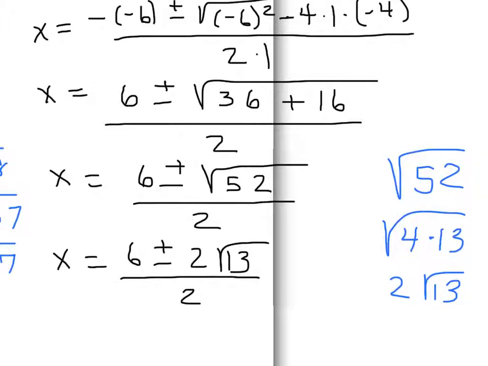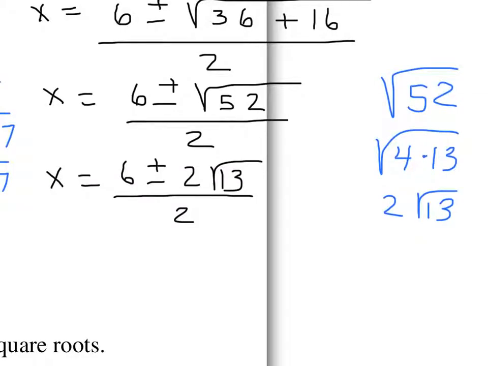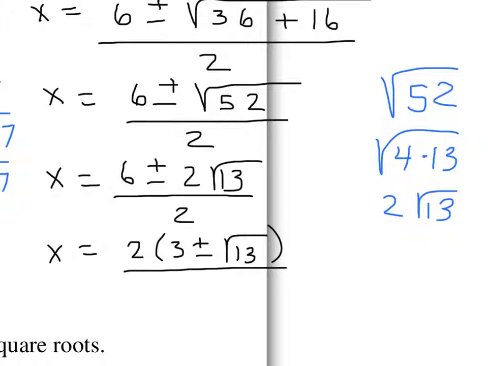We'd like to simplify this. There's lots of even numbers. So we want to factor out 2. We have 3 plus or minus radical 13 over 2. Now we can cancel those 2's, and our final answer is 3 plus or minus radical 13.